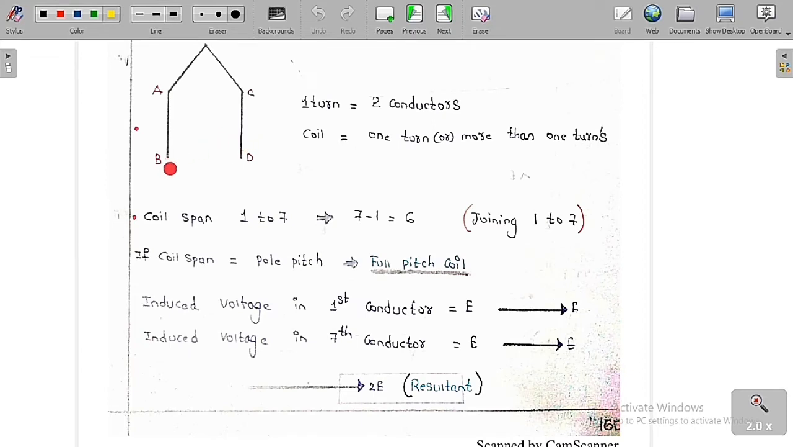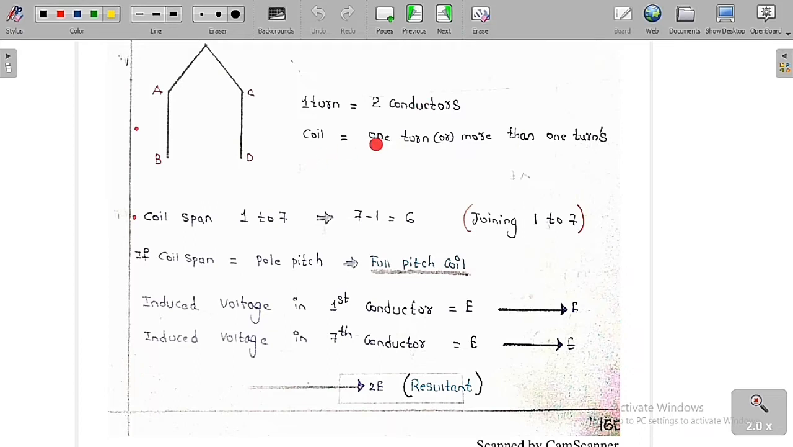Let me take one turn. See, this is one turn. One turn means we can see these are the two connectors. So one turn will have two connectors, and this is said to be overhang, because it's an extra winding. Therefore, AB and CD: AB is a connector, CD is a connector. So in one turn, we have two connectors with some overhang between them.